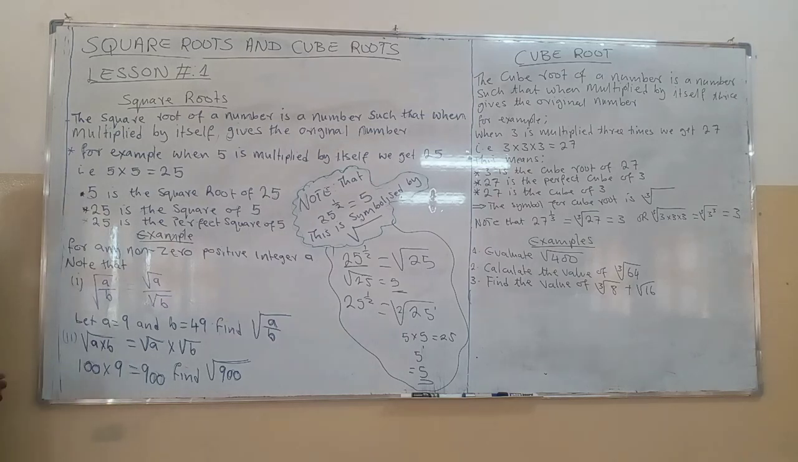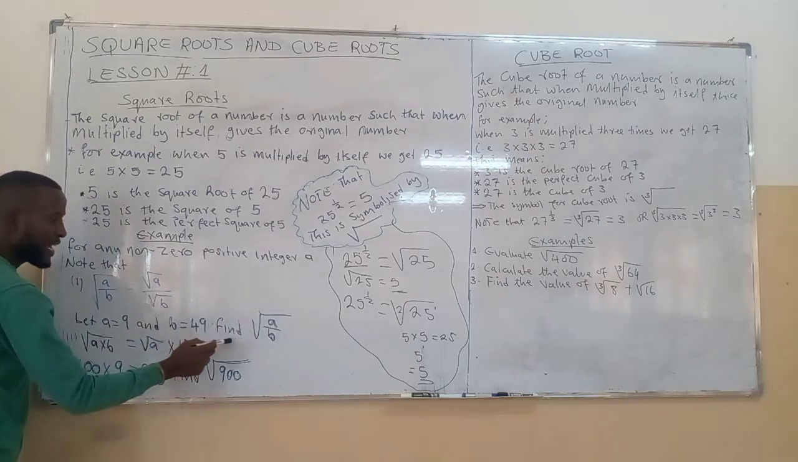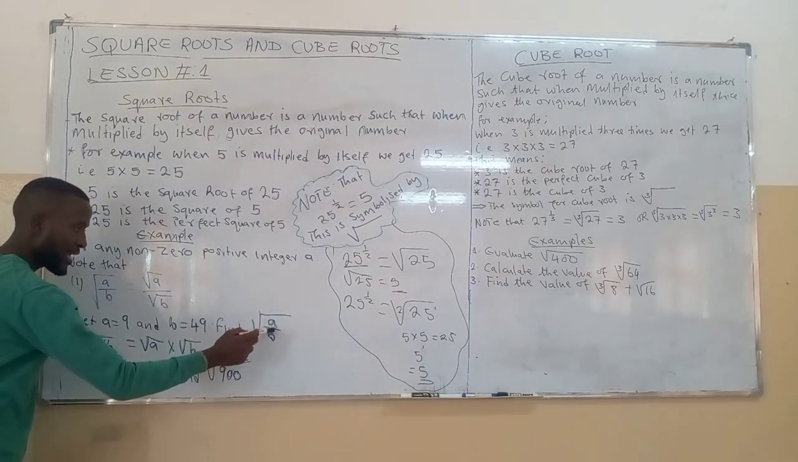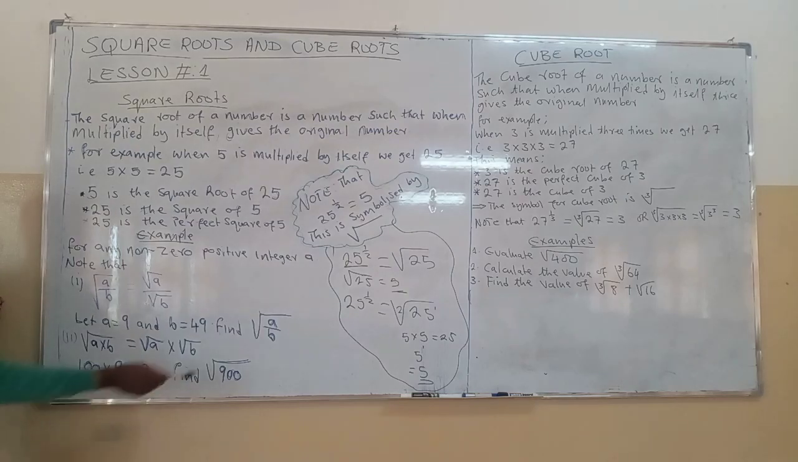In other words, we are simply saying let a be equal to 9 and b be equal to 49. Then find the square root of a over b. Where there is a, we replace it with 9, and where there is b, we replace it with 49. Then we simplify our work, and we shall be able to find the answer.